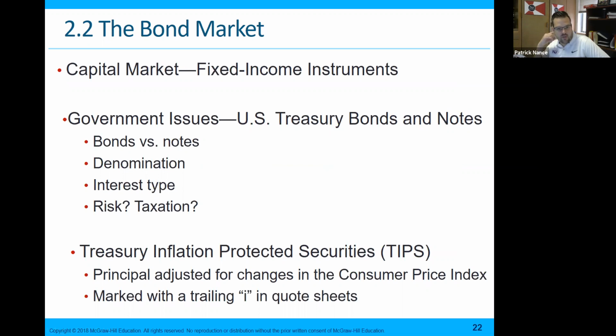The government issues treasury bonds and notes. We have bonds and notes. We have different denominations of them. And we have different types of interest on it. And we need to talk about the differences in the risk in them, and also what the interest type is.